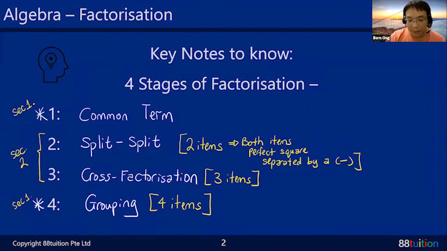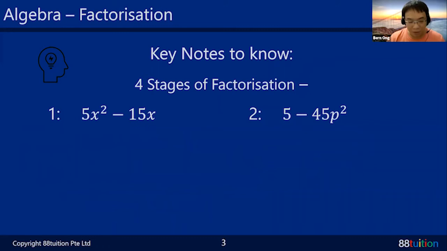What does factorization mean? Please remember there must be brackets. Your answer must consist of brackets. The opposite of factorization is expanding. Expanding means no brackets. Factorization means there are brackets. All right, let's go. Down here, for example, this one is very simple.